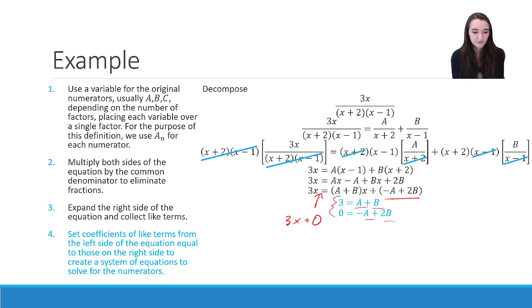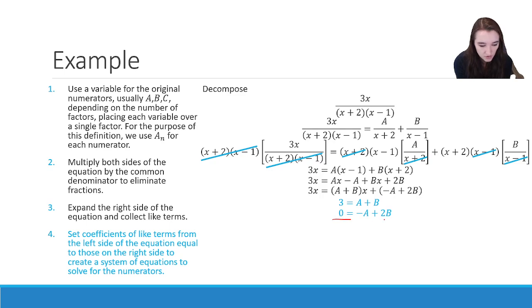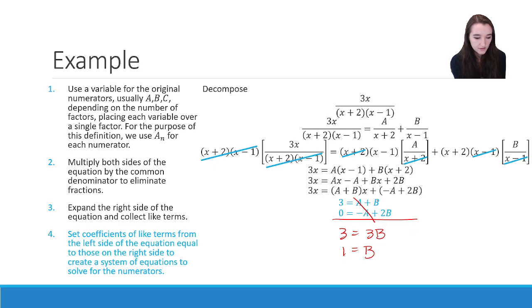So we can solve. We have more than one way to do this. We can do substitution, we can do elimination, whatever your favorite is. I, in particular, am going to do elimination here. When I do elimination, I add these. I'm going to get 3 equals 3B. Then I divide, so I get 1 equals B. Then I can plug back in, so I get 3 equals A plus 1. And then 4 equals A.